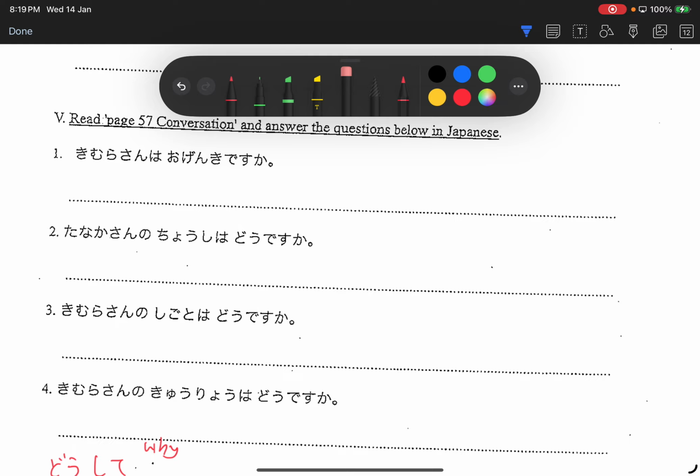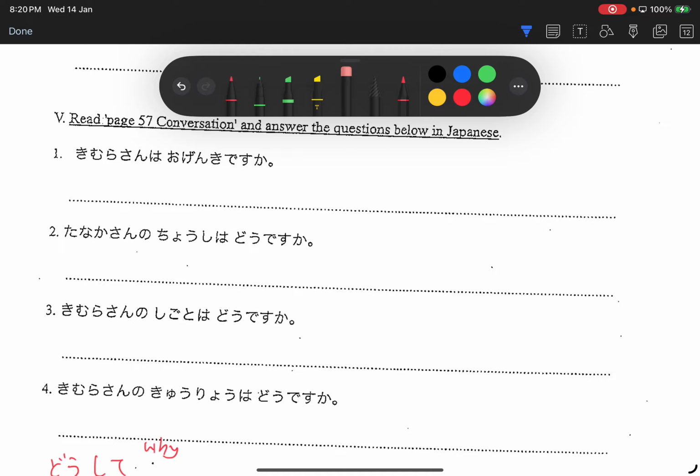Your reply should be as per the passage. Hai okage-sama de genki desu. But however, we are answering a comprehension question, so we don't need to copy the okage-sama de. That one is politeness. Just words of politeness. We don't have to copy that and put it in our answer here. But when somebody asks you, you need to reply that. Okay, great. Number 2. Tanaka-san no choushi wa dou desu ka?